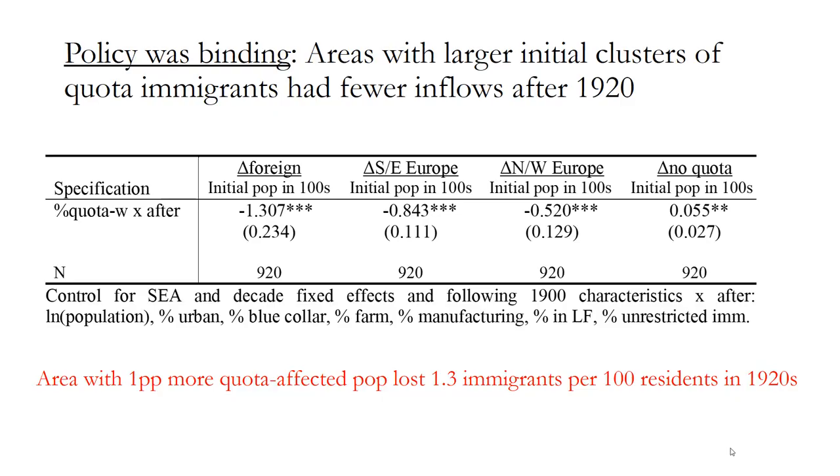And that loss is mostly coming from Southern and Eastern Europeans, though not entirely. It's around 2/3, 1/3. So that's sort of a first starting point. We really wouldn't be able to go into the paper if this were not the case, and now we want to assess what does this mean for the native-born.